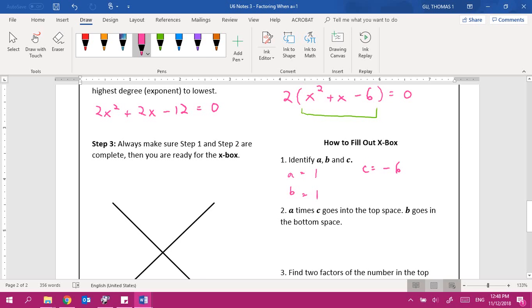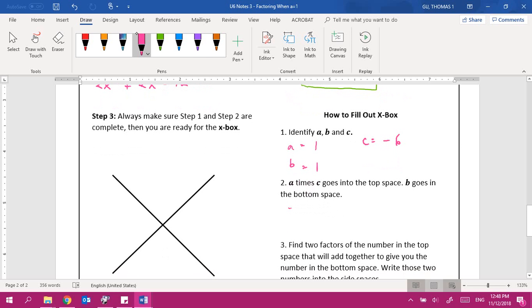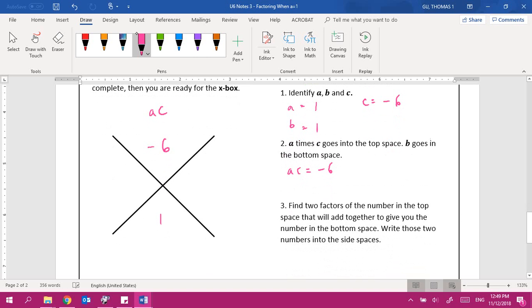Okay, good. So now take A times C. What is A times C here? That goes in the top space, so put negative 6 up there. What was B? 1. B goes in the bottom space, so put it there. Okay, so now we want to find the 2 numbers that go in the side spaces. It's going to be the 2 factors of negative 6 that add up to positive 1. So what are the 2 numbers that multiply to give you negative 6 and add to give you positive 1?